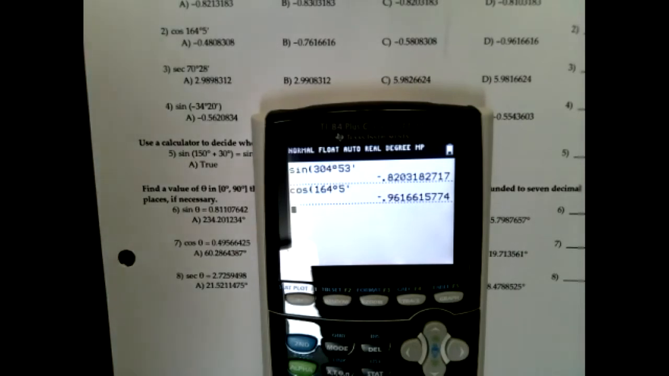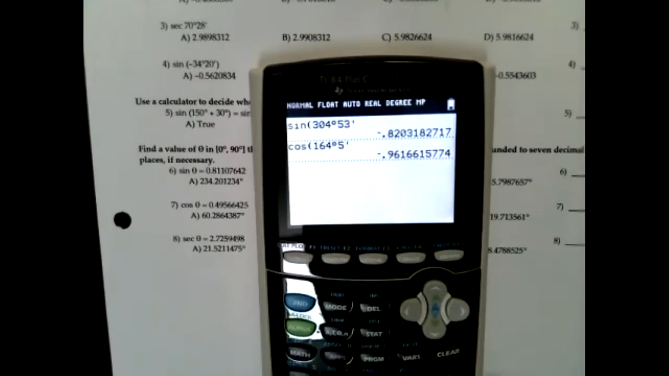Uh-oh, I don't see secant on there. I only see sine, cosine, and tangent. How am I going to do the secant? It's a reciprocal function, right? The secant is the same as 1 divided by the cosine. Nice. 1 divided by the cosine.